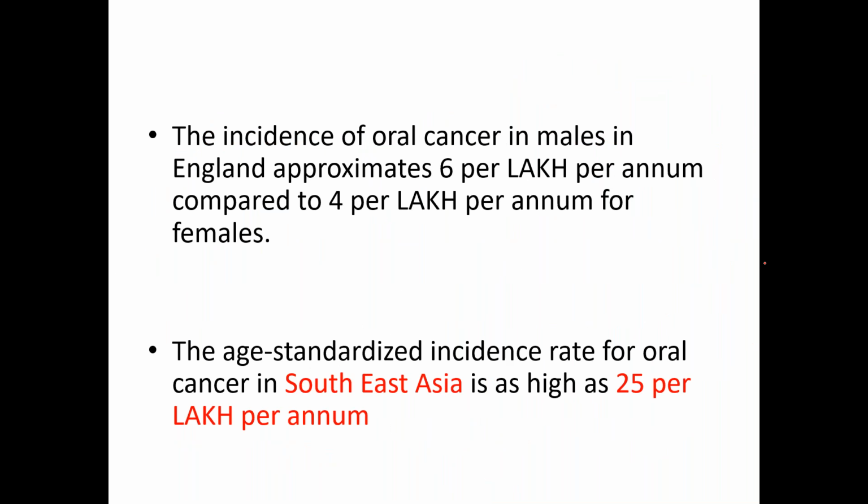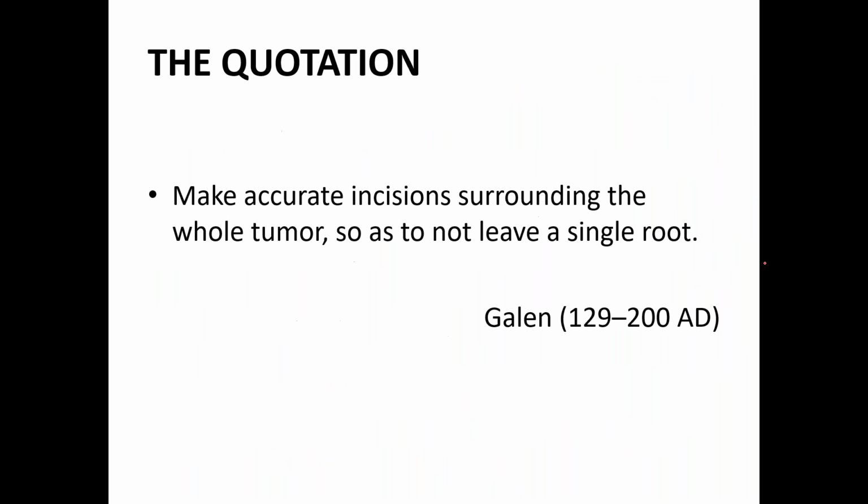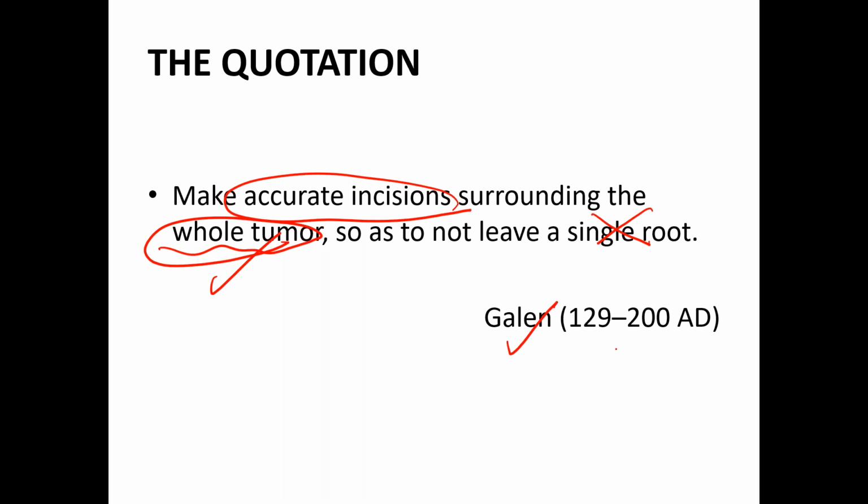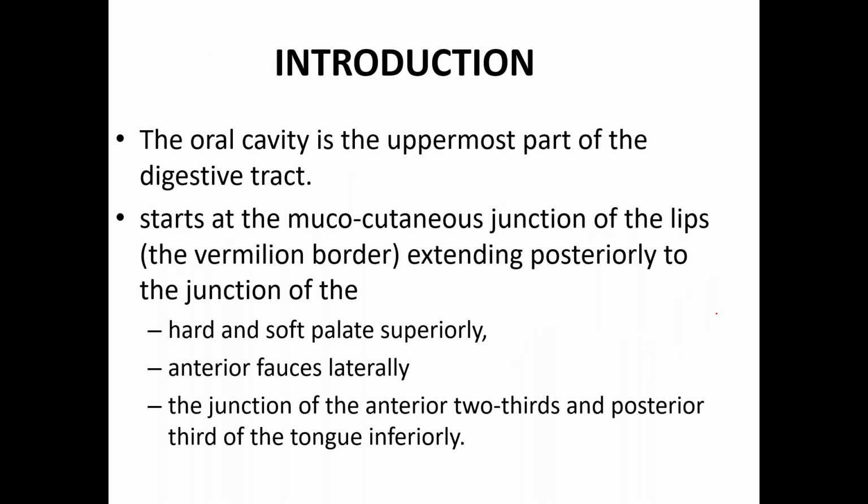Okay, so you start with the tumors of the oral cavity. Take a quotation, very important: make accurate incisions so that whenever there is a tumor, you remove the whole of the tumor so that we do not leave even a single root. This is said by Galen in 280, so nearly 1800 years back he said this statement. The oral cavity is the uppermost part of the aerodigestive tract. The food enters through this.